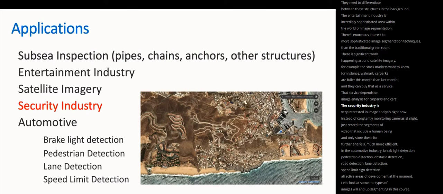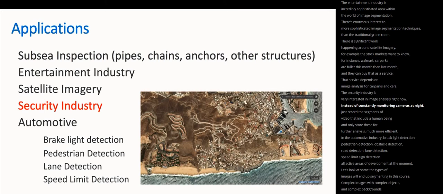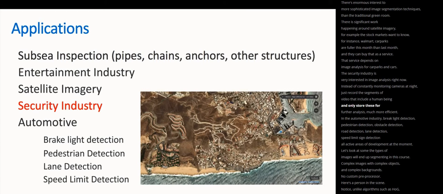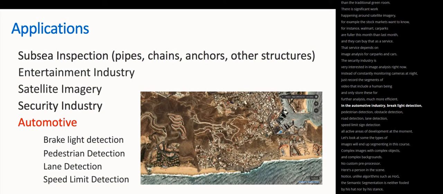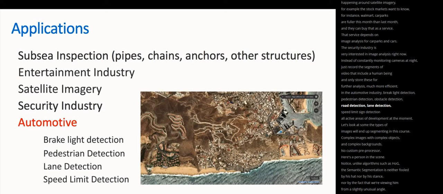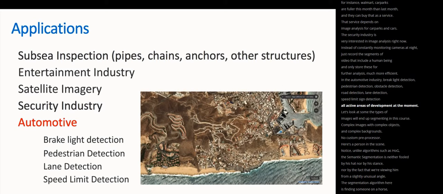The security industry is very interested in image analysis right now. Instead of constantly monitoring cameras at night, just record the segments of video that include a human being, and only store these for further analysis. Much more efficient. In the automotive industry, brake light detection, pedestrian detection, obstacle detection, road detection, lane detection, speed limit sign detection, all active areas of development at the moment.